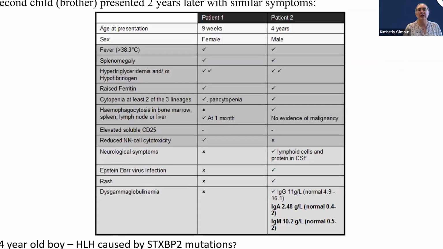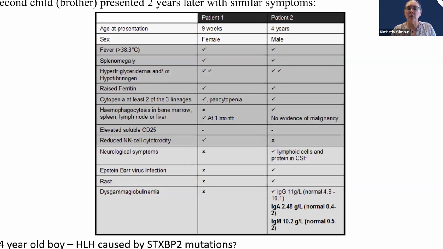And then there was a second child. Second child, interestingly, was actually slightly older than she was. But a couple of years later, her brother presented. Other than being male, they were very similar. They both had fevers. They both had splenomegaly. They both had raised triglycerides. They both had low fibrinogen. They both had raised ferritins. They had cytopenias. He had hemophagocytosis on the initial bone marrow. Interestingly, at 1 month, she did have hemophagocytosis on her marrow. No evidence of malignancy. We were not measuring soluble CD25 then, so I don't have those results.